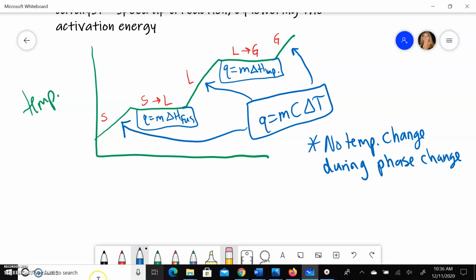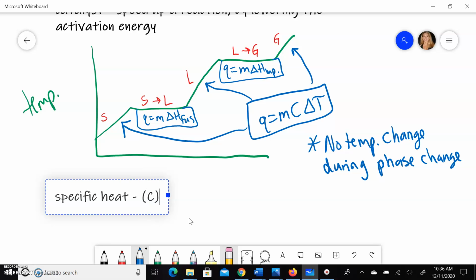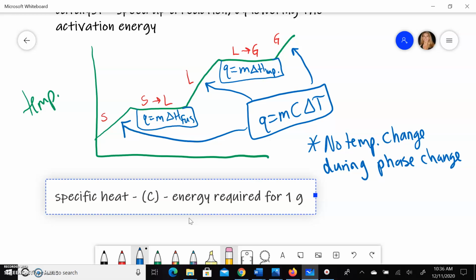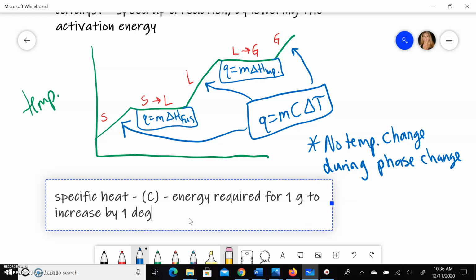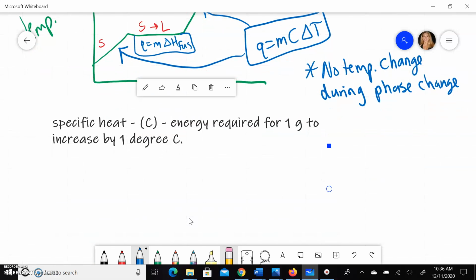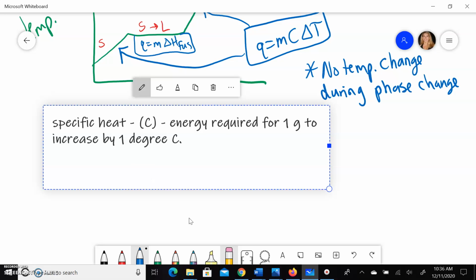And you also should be familiar with the word specific heat. So let's go ahead and define that. Specific heat, this is the letter C in the MCAT equation. This is the energy required for 1 gram of a substance to increase by 1 degree Celsius. So it's basically a measure of how well something absorbs heat. Something with a high specific heat takes a lot of energy to make it change temperatures, and something with a low specific heat would be like a metal that changes temperature really easily as you apply heat to it.